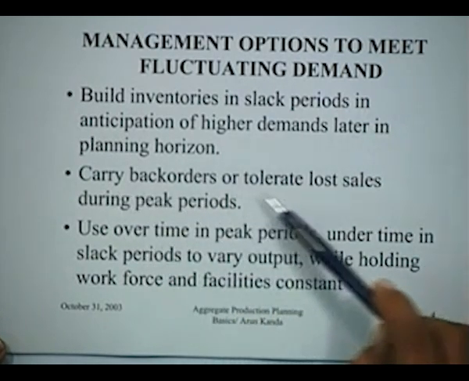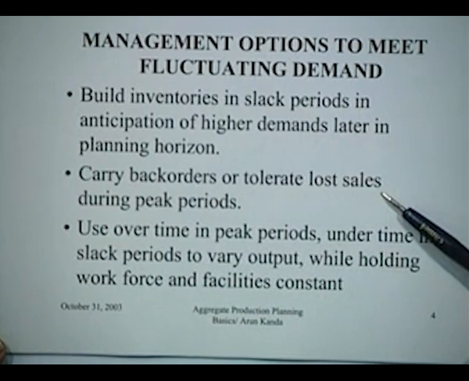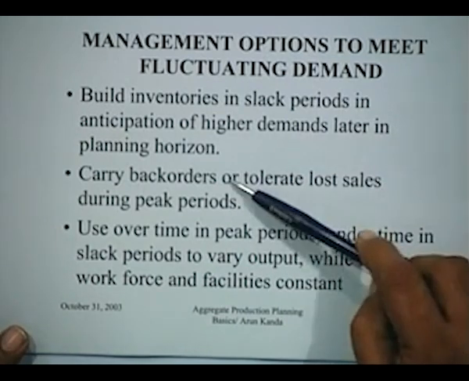The other option could be that you could carry back orders or tolerate lost sales during peak periods. Do you know the difference between a back order and lost sales? A back order is something when the customer comes to a shop and you don't have the item in stock, and he places an order with you and he is willing to wait. So, whenever you are able to supply, you give him the order. So, that is called back ordering.